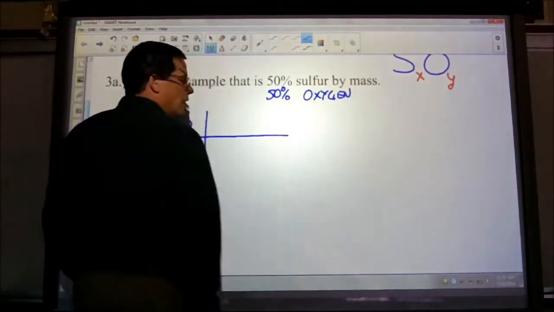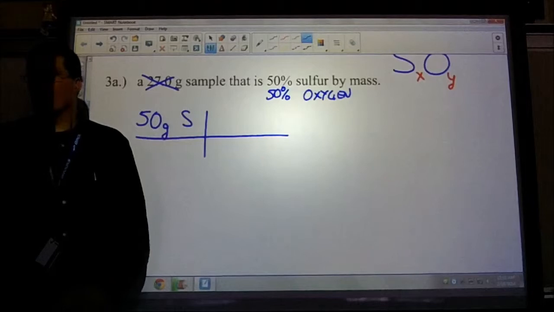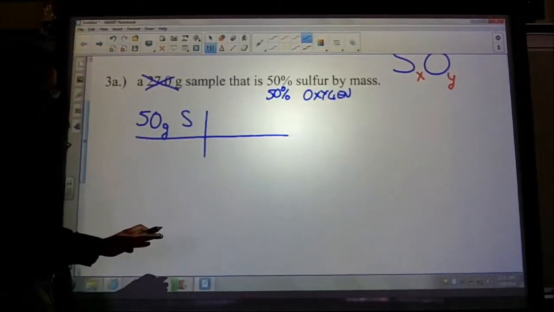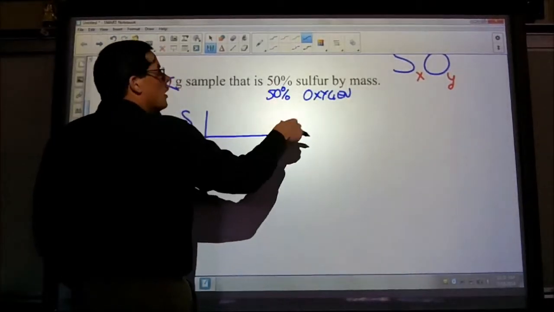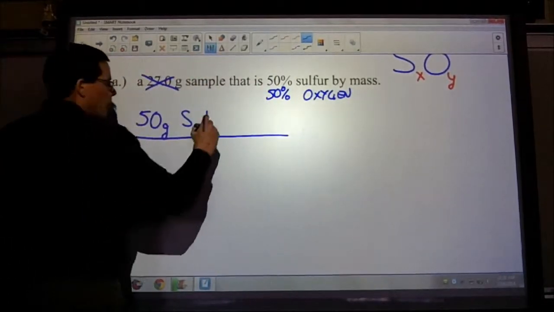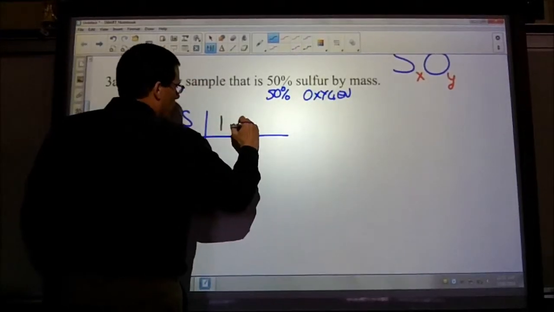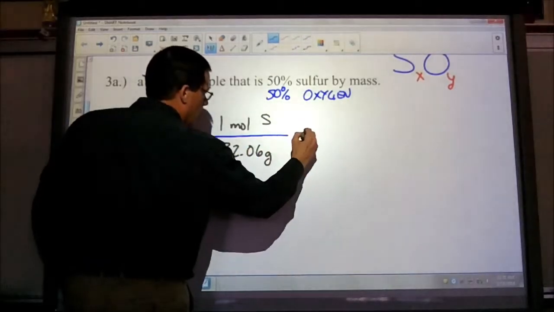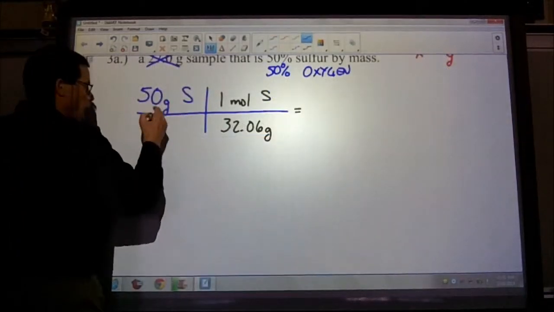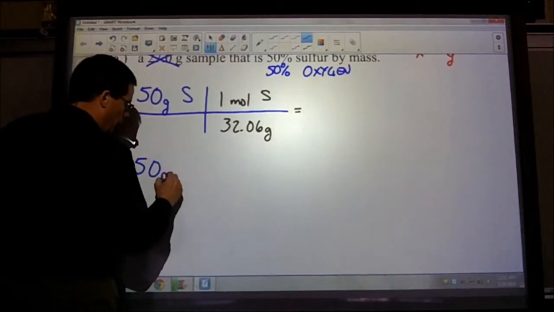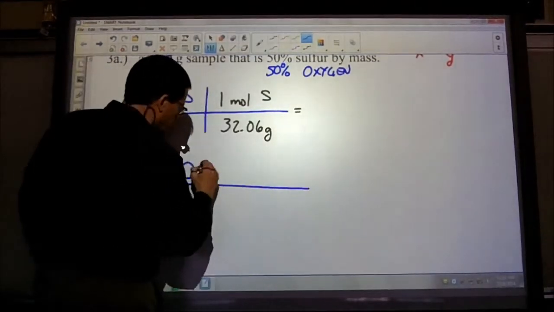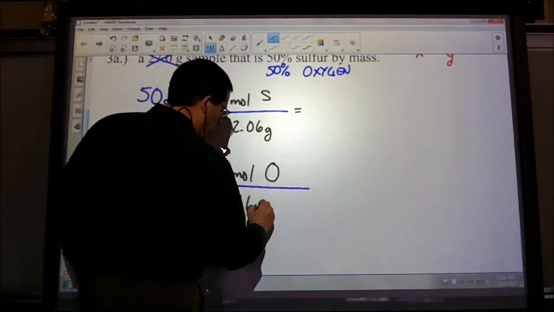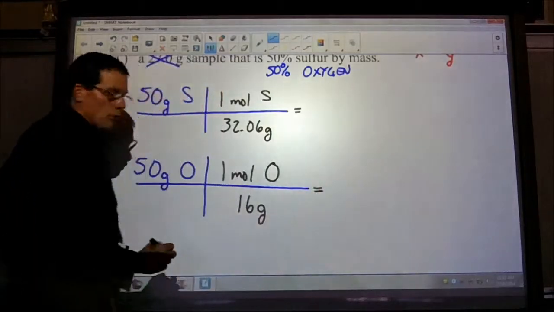Okay? And again, it's the easy things that we often miss because we don't stop and think about what it is that the question's asking. So slow down, take your time, take a look at it, go back and reread the question if you need to. So in this case here, we have 1 mole of sulfur that has a molar mass of 32.06 grams. We'll get a value for that. And the value for the oxygen is also 50 grams because we have a 50% sample. So 1 mole of oxygen is 16 grams. Find out what those values are.